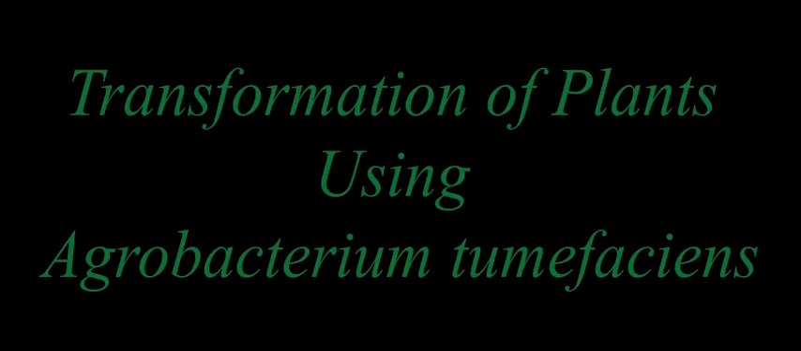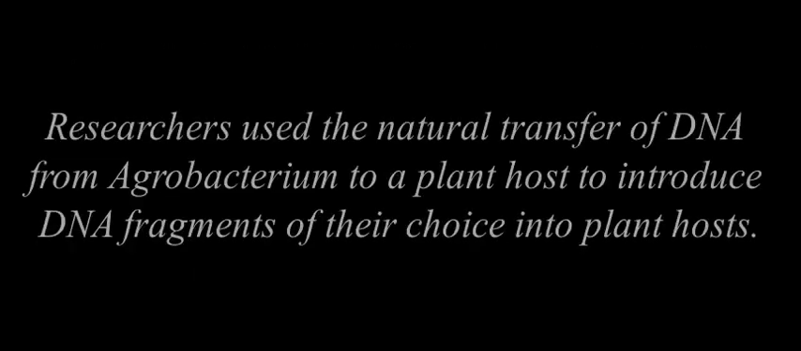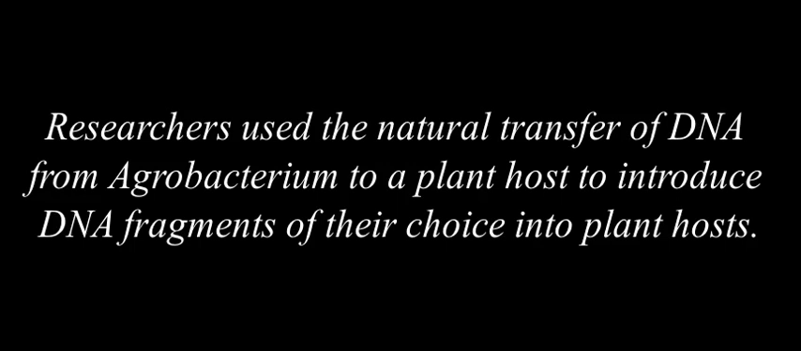Transformation of plants using Agrobacterium tumefaciens. In plants, tumors caused by the bacterium Agrobacterium tumefaciens occur by transfer of DNA from the bacterium to the plant. The artificial introduction of DNA into plant cells is more challenging than in animal cells because of the thick plant cell wall. Researchers used the natural transfer of DNA from Agrobacterium to a plant host to introduce DNA fragments of their choice into plant hosts.